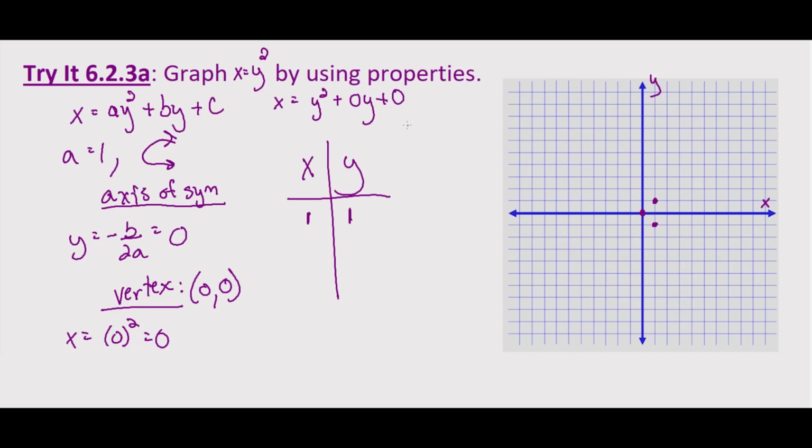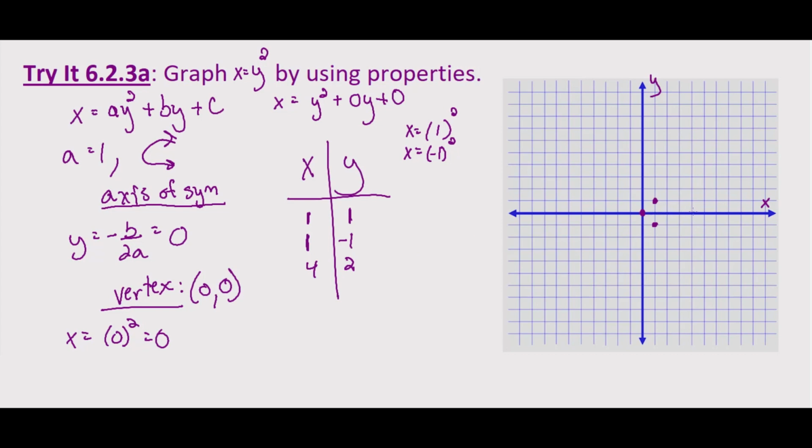And technically, if we have x equals negative 1 squared, then when y equals negative 1, x equals 1 as well. And then we'll go ahead and use y equals 2. So when y equals 2, x equals 2 squared, which is 4. So we have a point at 4, 2.